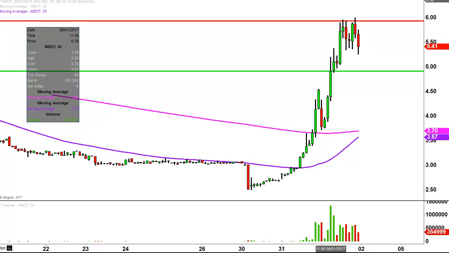But at the end of the day, as long as the price keeps on building higher bases, the chart will take care of itself. So we'll see how it closes out the week tomorrow.